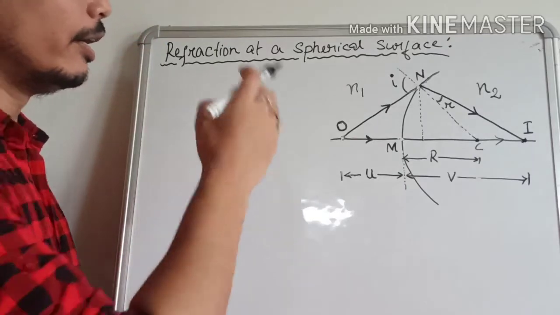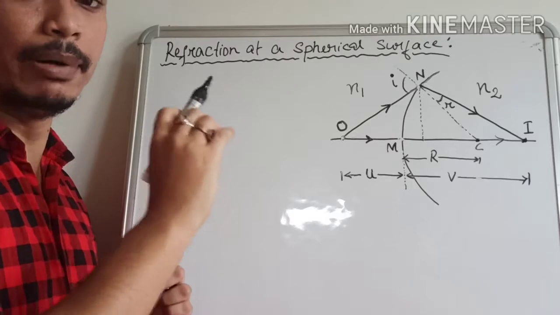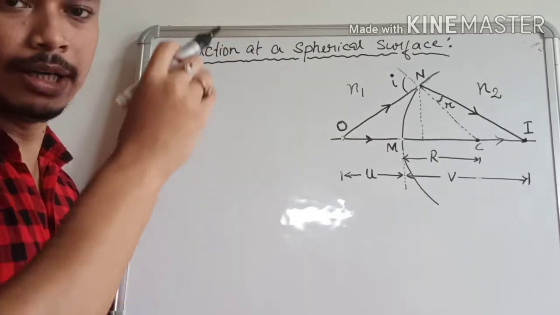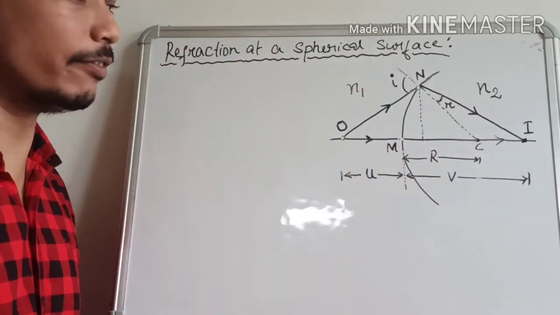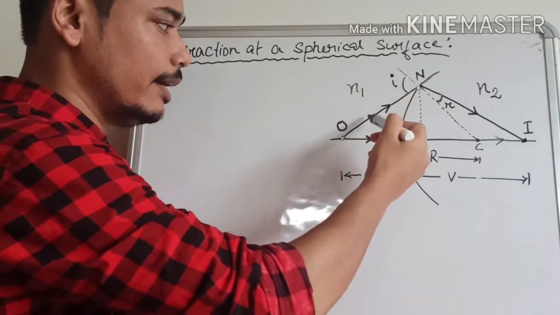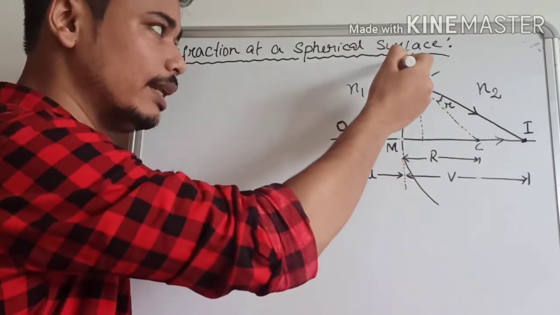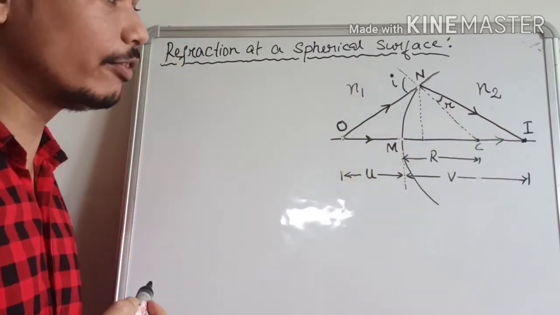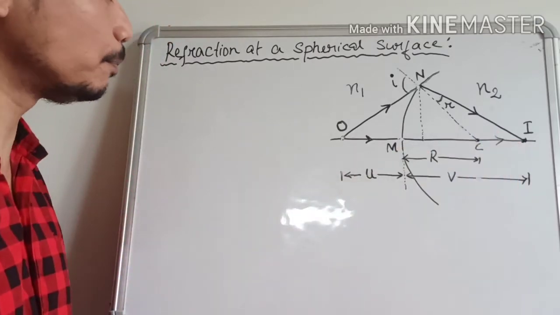Always remember, for a spherical surface, if we draw a normal or a perpendicular at any point of the spherical surface, then that normal will always pass through the center of curvature. So we draw this normal at the point at which the incident ray is striking the surface. At this point, if we draw a normal in this direction, it will pass through the center of curvature. We consider the center of curvature of this spherical surface to be C.